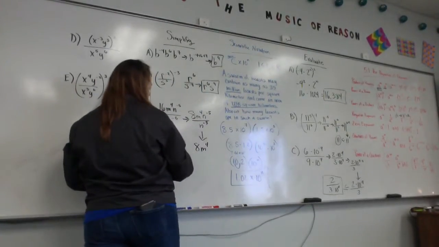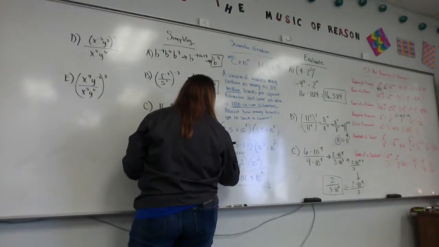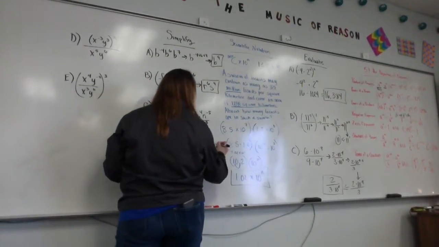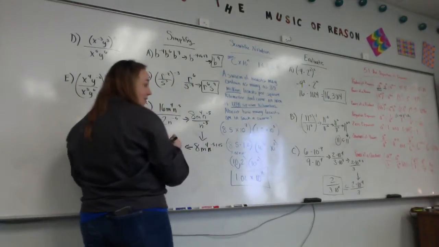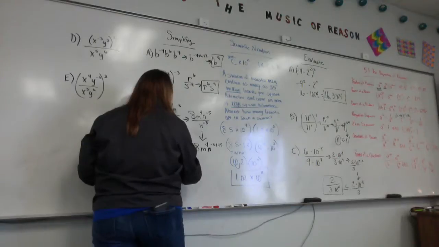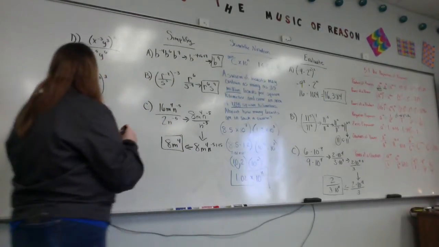Now, what do you have to do with the n's? You have to subtract. So I have n to the negative 5th minus negative 5, which is 0. Which means n becomes what number? 1. Good. So I have 8m to the 4th, right? Boom.